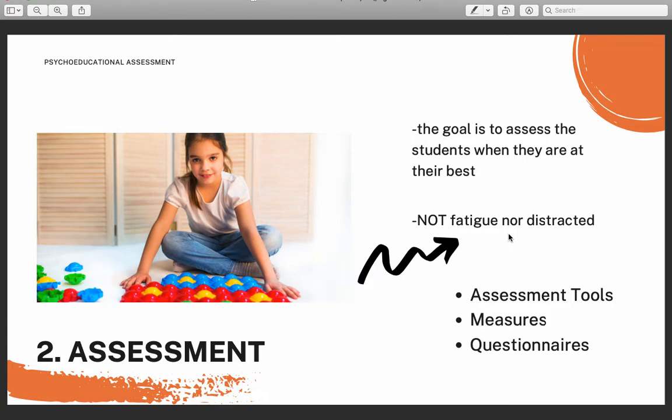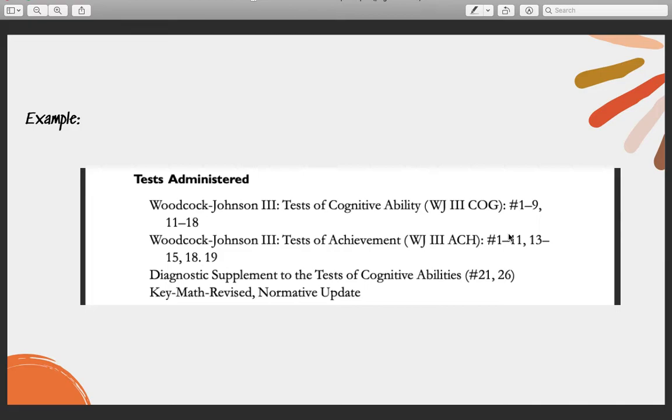These tools vary on a case-by-case basis and are selected based on what the referral question was. Now, an example here: tests administered in Martha's case were the Woodcock-Johnson 3, or 3rd edition, Tests of Cognitive Ability, Woodcock-Johnson 3 Tests of Achievement, the Diagnostic Supplement to the Tests of Cognitive Abilities, and KeyMath Revised Normative Update. Now remember, the reason for referral for Martha is because of the concern of her learning needs and whether there's a need for her to be placed in a special school.